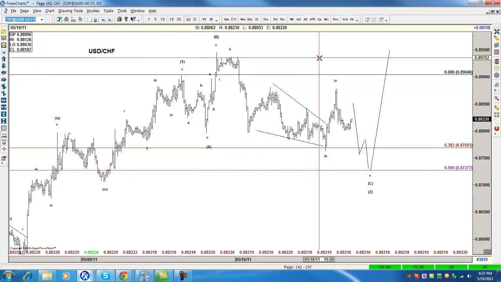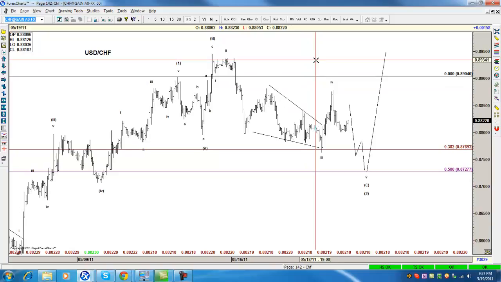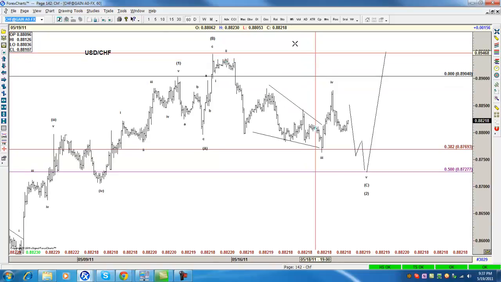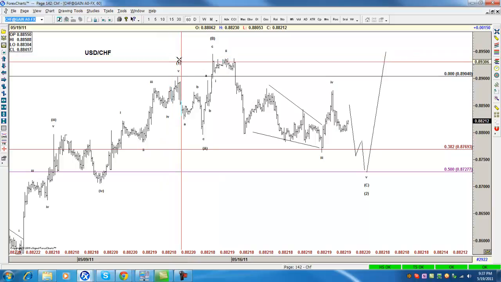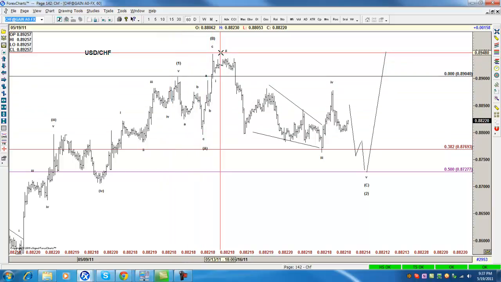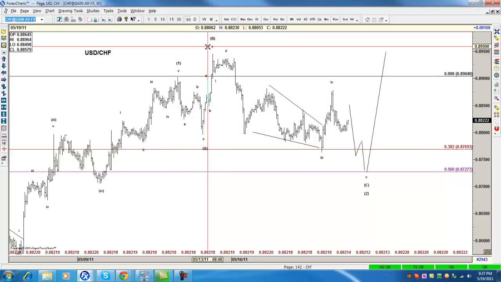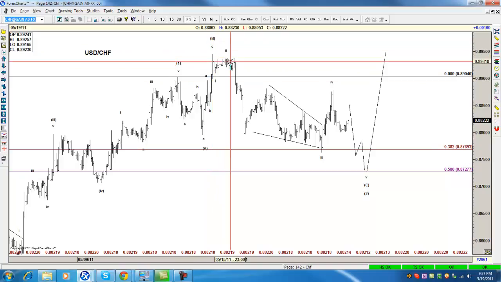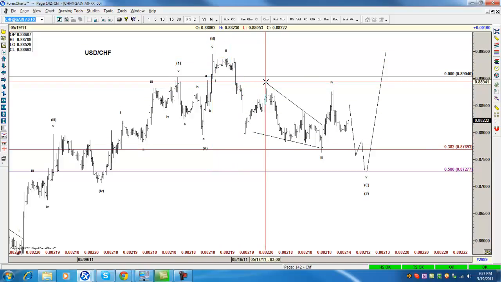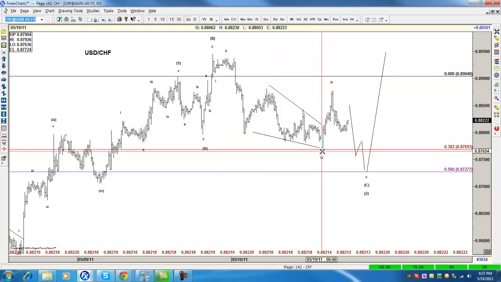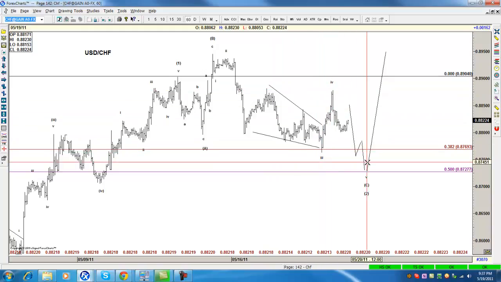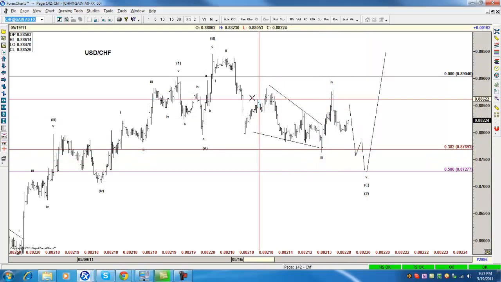Now the Swiss franc. This pair is driving us crazy, because we don't want to count this, like we said, as a five-wave. The move from here looks like 1, 2, 1, 2, 3, 4 in an ending wave 3 right here, a 4 and a 5.